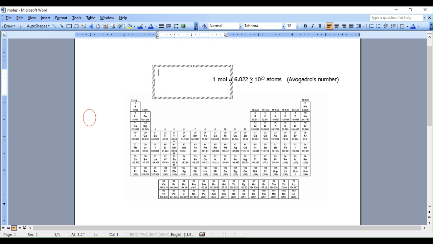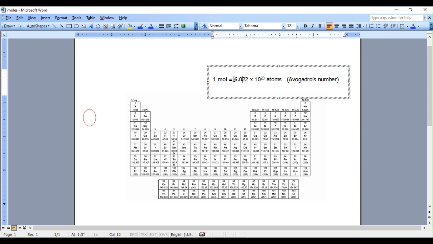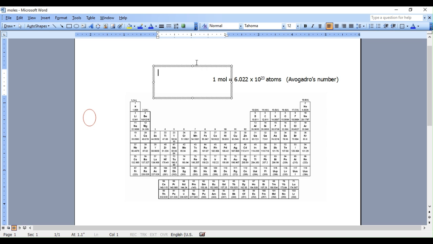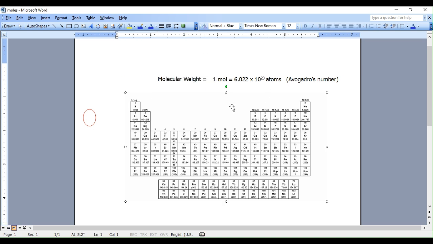So a mole, very similarly, is a collection. It means a collection of 6.022 times 10 to the 23rd, usually atoms. So when somebody says a mole of atoms, they mean this huge number, 6.022 times 10 to the 23. That's a mole of something. A mole is also the molecular weight from the periodic table. So what do I mean by that?